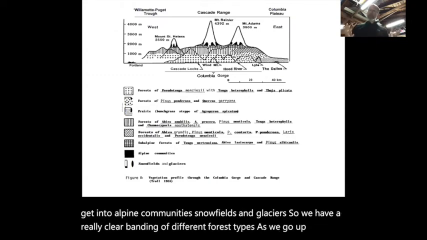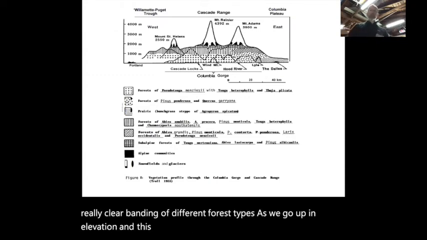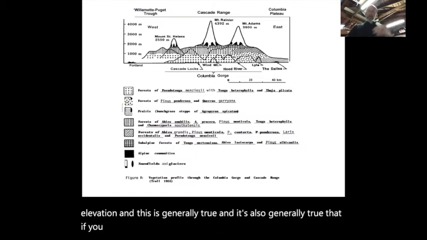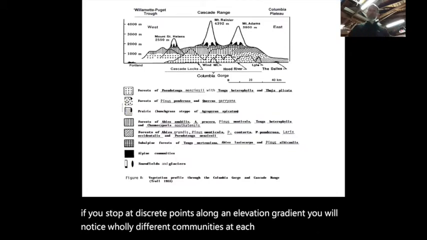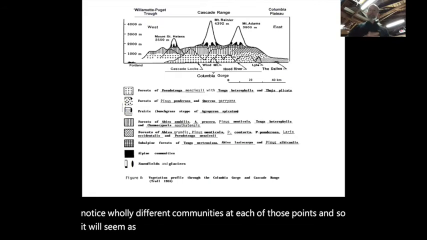And this is generally true, and it's also generally true that if you stop at discrete points along an elevation gradient, you will notice wholly different communities at each of those points, and so it will seem as if everything phased in and phased out together, like a Clementsian view of communities.